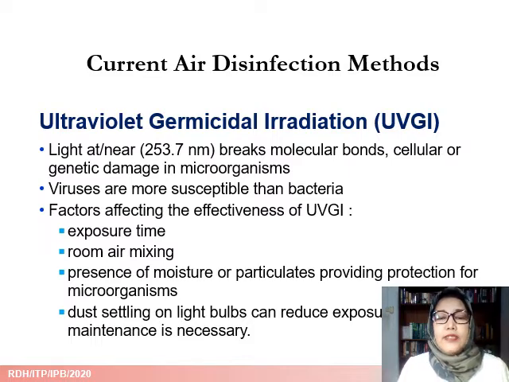Another method for disinfection is the use of UVGI or ultraviolet germicidal irradiation. Light at or near 253.7 nanometer can break molecular bond, causing cellular or genetic damages in microorganisms. Viruses are more susceptible than bacteria, and here are some factors affecting the effectiveness of the ultraviolets: exposure time, room air mixing, presence of moisture or particulates that provide protection for microorganisms. Dust settling on the light bulbs can reduce exposure, thus maintenance is necessary.